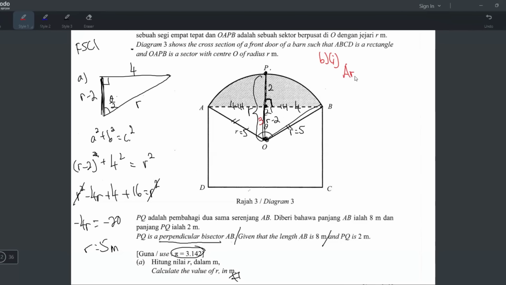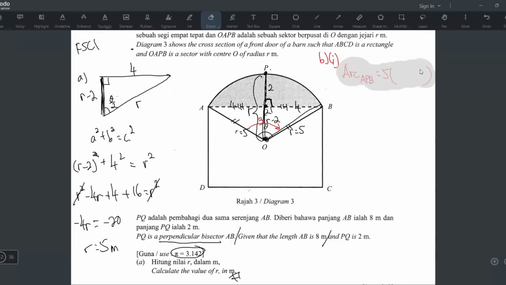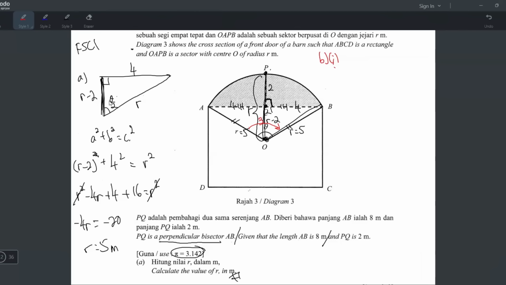So let's find the arc length, arc APB. The formula is r theta, r times theta, and of course the theta has to be in radian, and the theta has to be from here to here, but I don't have it, right? But we can find it using the right angle. Okay, so let's erase this, find the angle first.